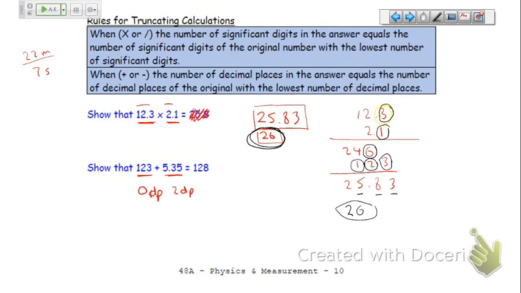And logic gives me 26, so I'm comfortable with that. Learn the rule. You don't want to have to be doing this every time you do a problem. Just learn the rule. For multiplication and division, poorest number of significant digits. For addition and subtraction, poorest number of decimal places.